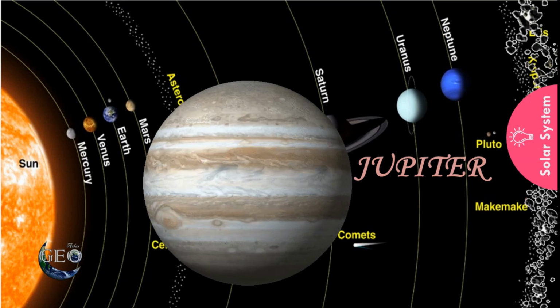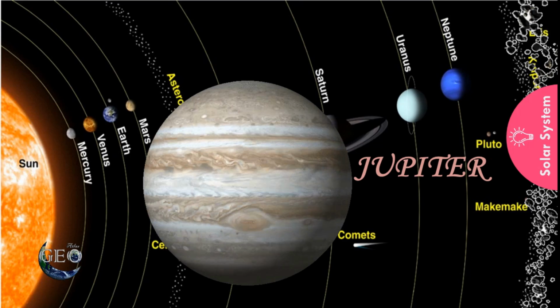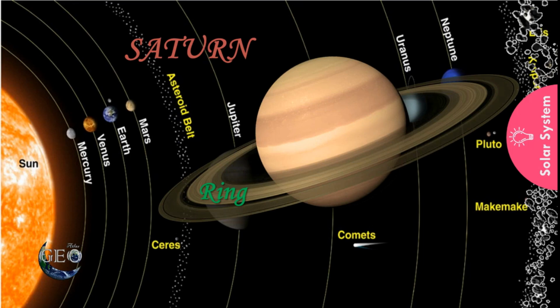So these 4 planets are combinedly called gas planets or Jovian planets: Jupiter, Saturn, Uranus, Neptune. Jovian means Jupiter-like planets. And after crossing Jupiter, we reach Saturn. It has a ring structure of dust and minor rocky particles which revolve around Saturn. It looks like a band or ring.